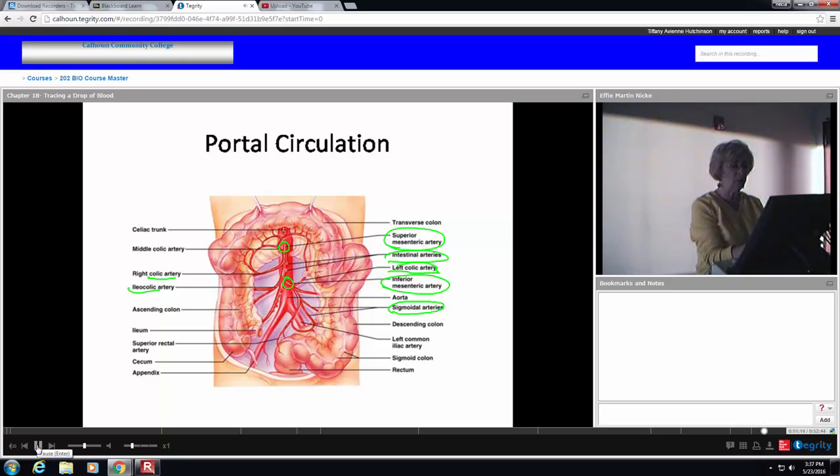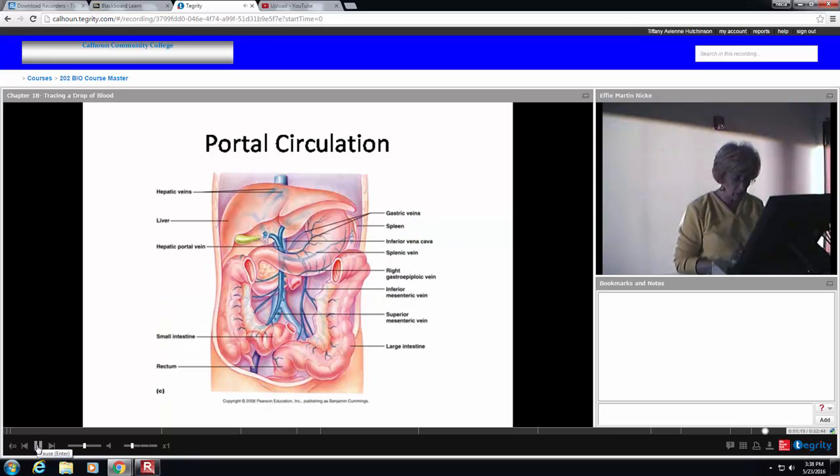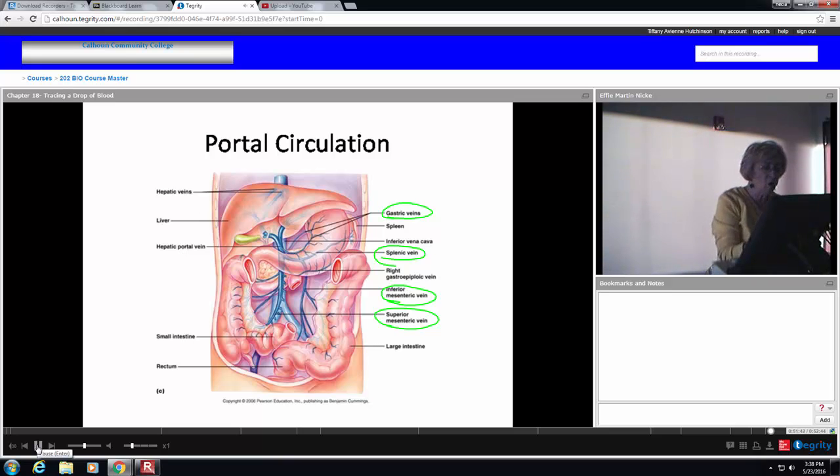So anything going off into something digestive has got to return through the portal circulation. So the blue here is just showing all the return, coming back into the inferior vena cava. Here's your gastric veins, splenic veins, inferior mesenteric, superior mesenteric, all joining up and coming into the hepatic portal.